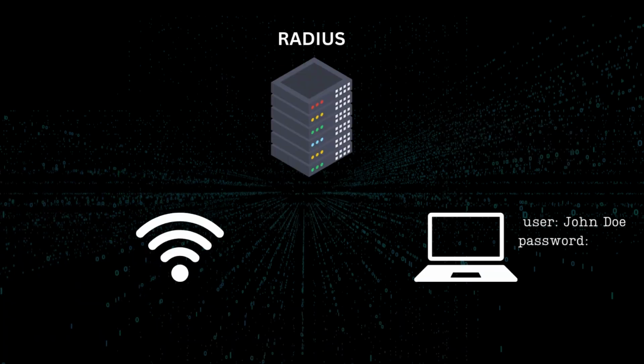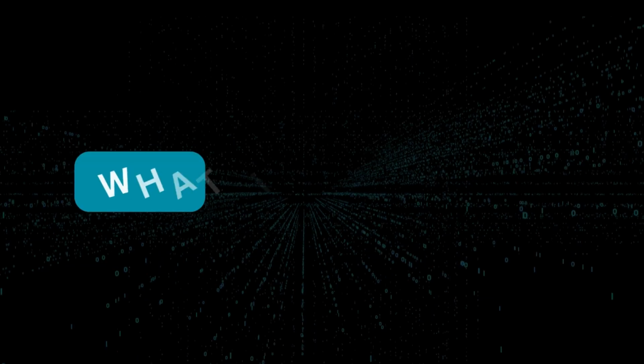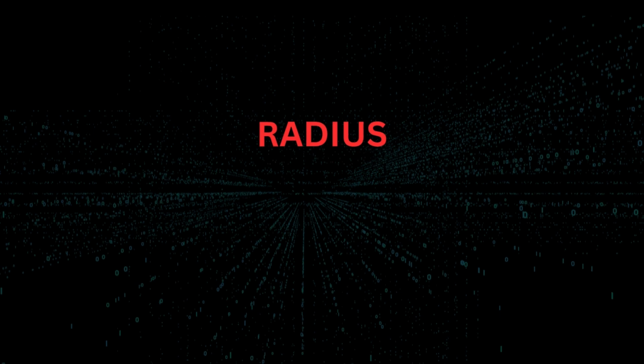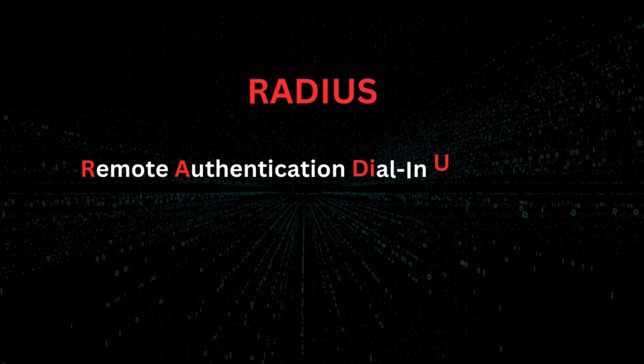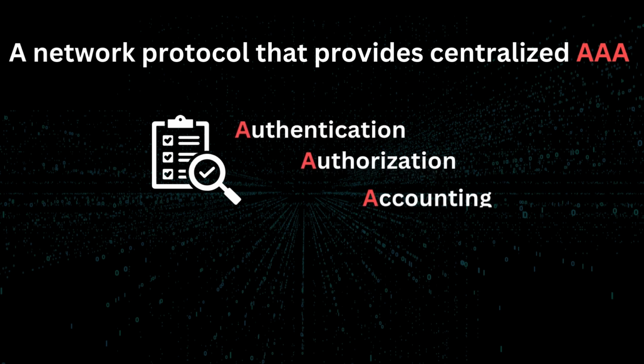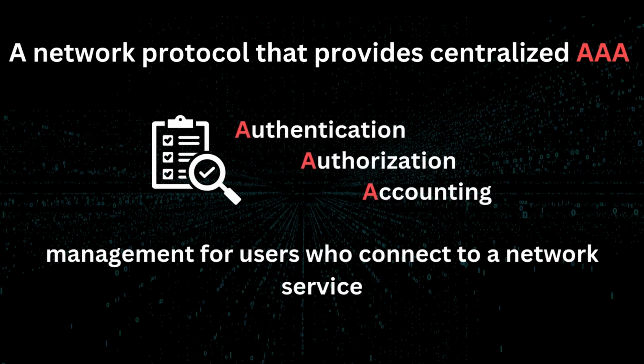When you log into a secure Wi-Fi or VPN, there is a system that checks and monitors you. That is called a RADIUS server. What is a RADIUS server? RADIUS stands for Remote Authentication Dial-In User Service. It is a network protocol that provides centralized AAA, which stands for Authentication, Authorization, and Accounting Management for users who connect to a network service.